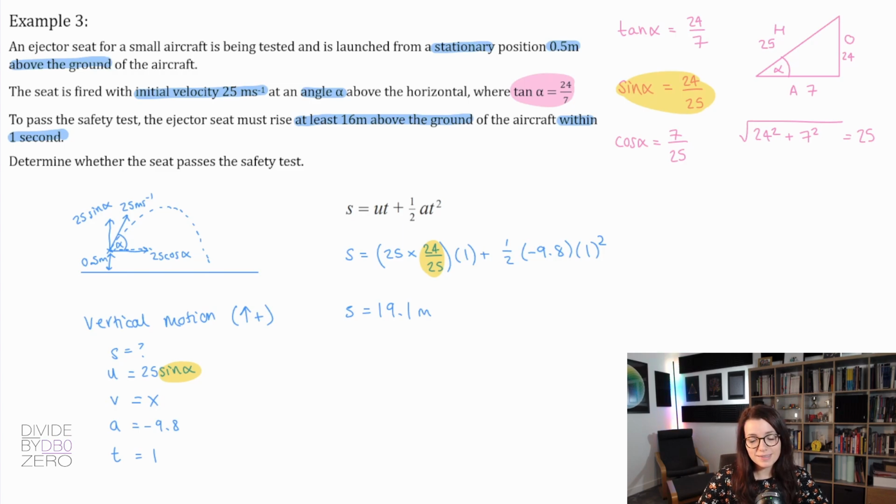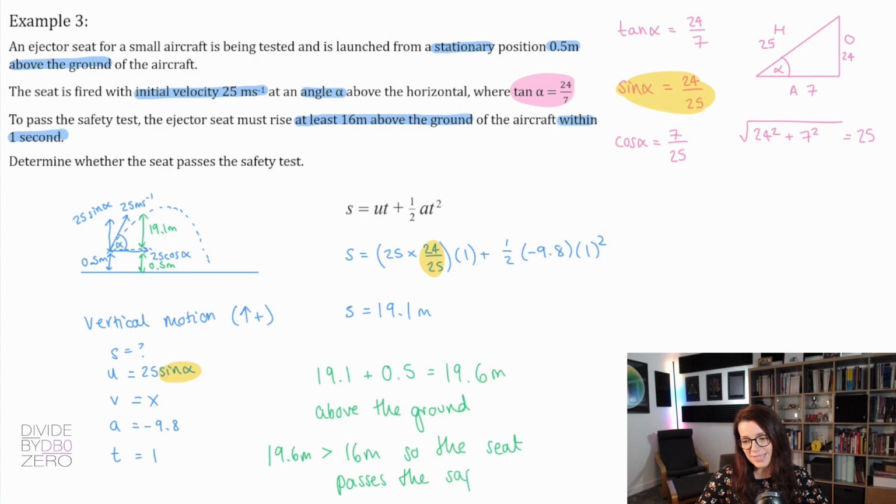So that means after 1 second, the seat has risen 19.1 meters from its starting point. It's already 0.5 meters above the ground anyway. So altogether, we've got 19.1 plus 0.5, 19.6 meters above the ground. 19.6 is greater than 16, so the seat passes the safety test.